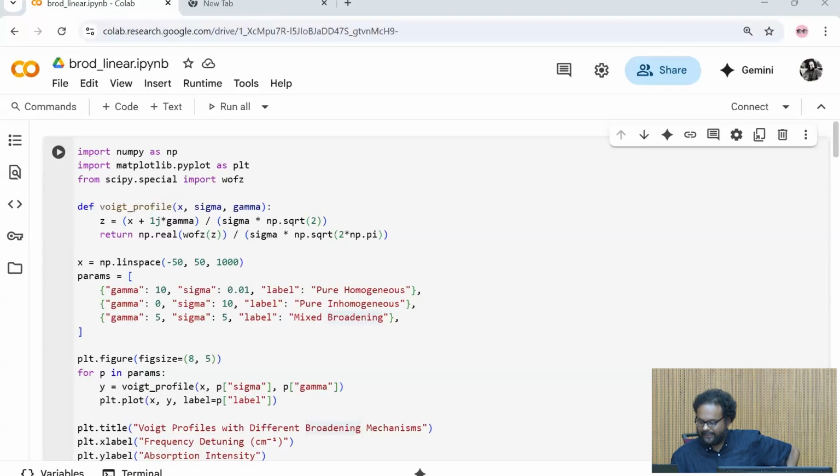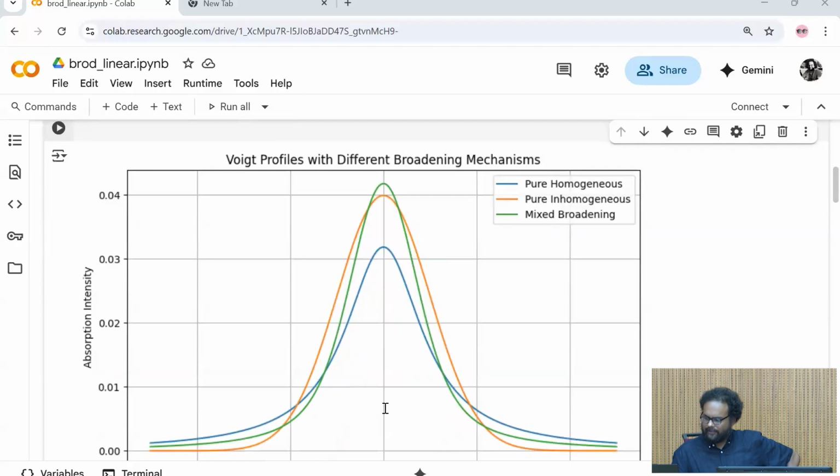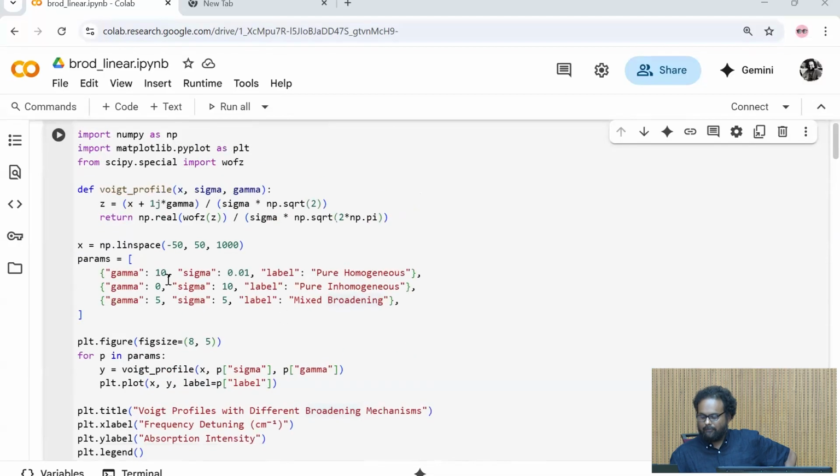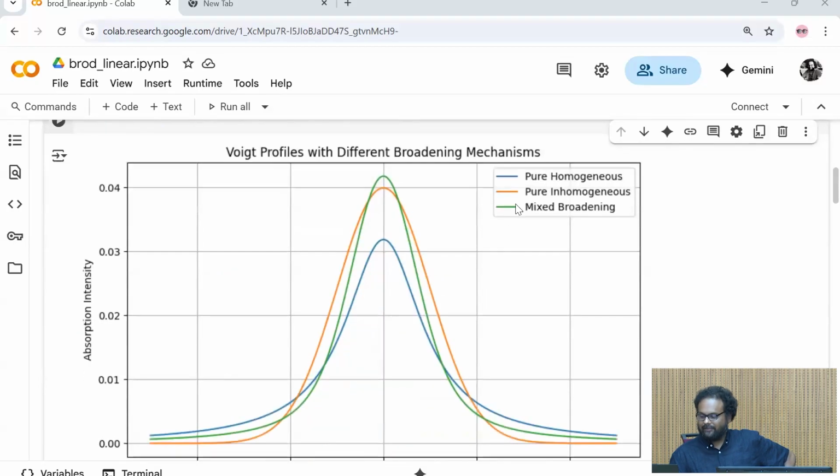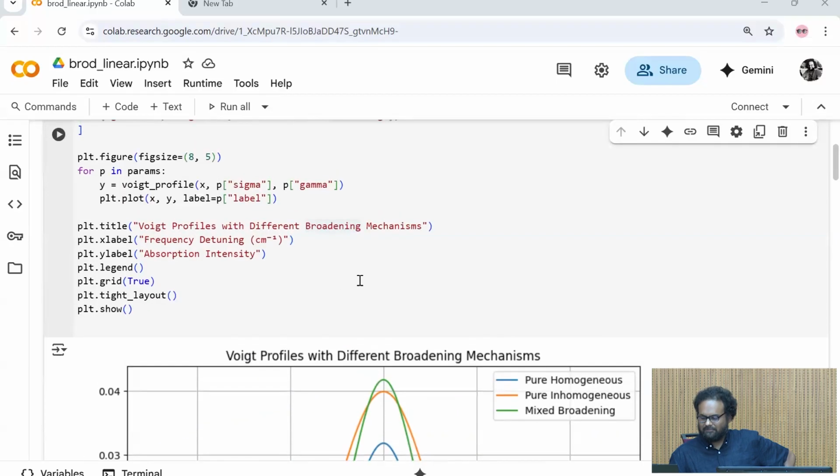Simple Python code, nothing spectacular. So considering these three cases, you will see that the blue one is a very nice looking Lorentzian, where I considered my dephasing case, my gamma to be much larger than my sigma or delta. Now if I have my pure inhomogeneous, that's also nice.